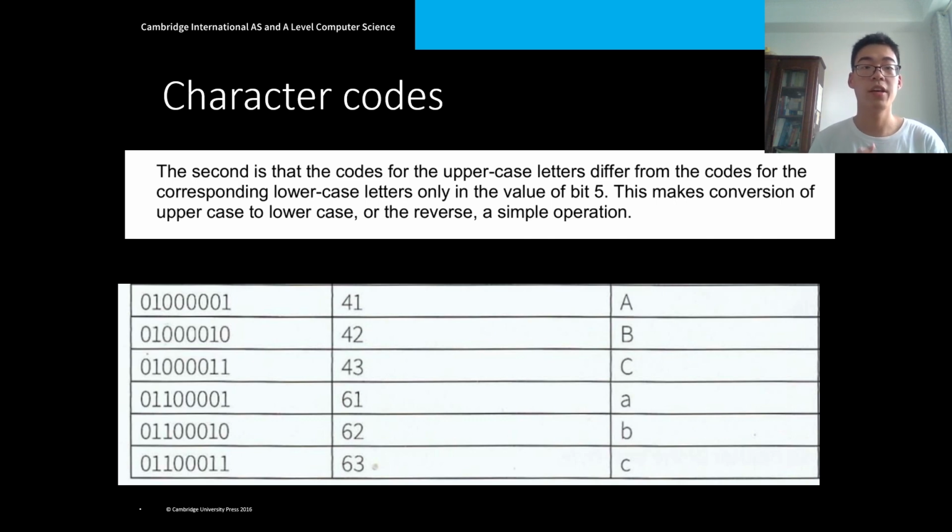The second property is that the code for upper-case letters differs from the code for the corresponding lower-case letters only in the value of bit 5. For example, A and small a differ only in this bit 5. So bit 0, bit 1, bit 2, bit 3, bit 4, bit 5. Remember that the right-hand side bit starts from bit 0. So the small letter and the capital letter differ only in bit 5.